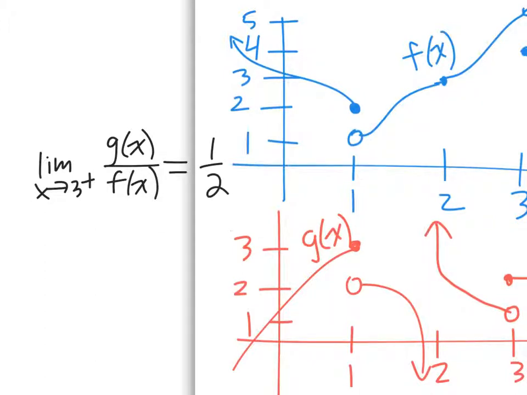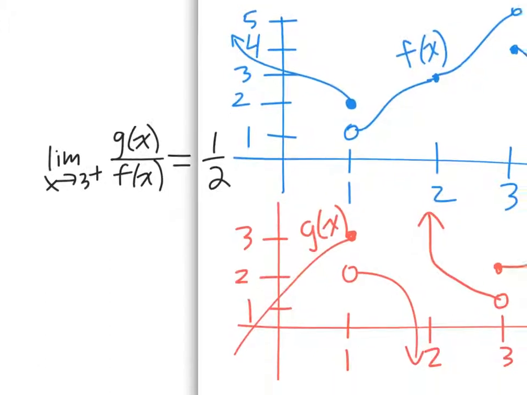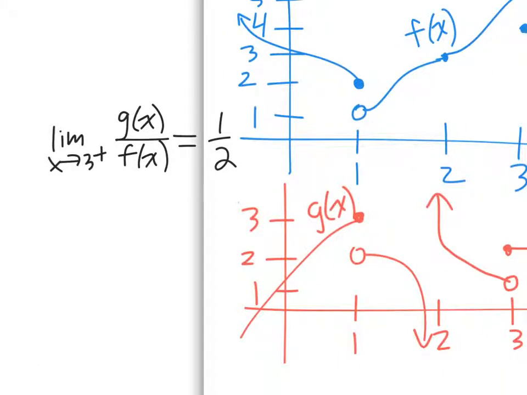G is going to 2, F is going to 4, so 2/4, which is 1/2. All right, let's do 1. 2.5. I said everything as an integer. Okay, last one.